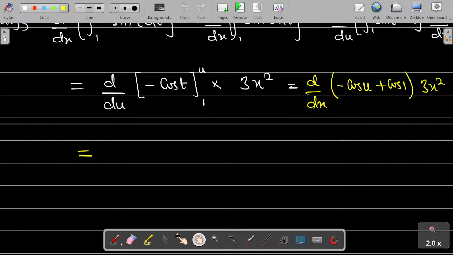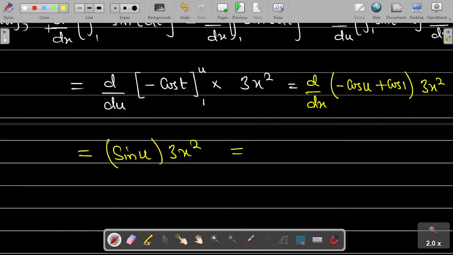So it was actually a pointer to the things we are going to be needing in the following question. If we remember that the derivative is a linear operator, we're going to differentiate all of this one after another. If we differentiate minus cos, like I said, it's going to be sine u, and cos 1 is a constant, so it's going to give us 0. So you have only sine u, then multiplying your 3x squared.